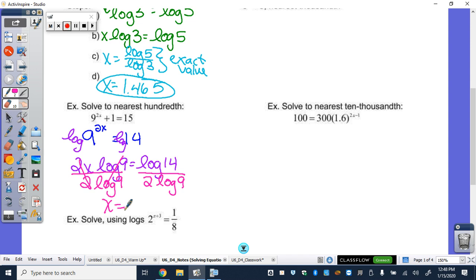But our direction said to the nearest hundredth, so go ahead, practice typing that in. Log 14 divided by 2 log 9. See what we get to the nearest hundredth.